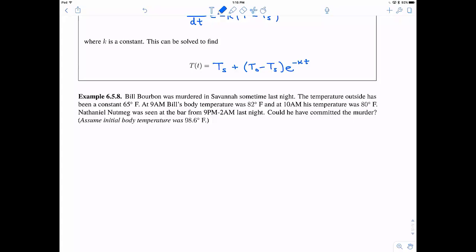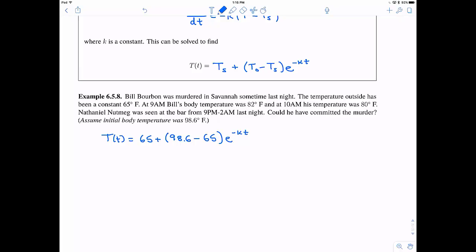Okay, so why don't we try to use our formula that we have up here and try to start plugging some of the things into the right spot. So temperature at time t is going to be equal to, now the surrounding temperature is constant at 65 degrees Fahrenheit, plus the initial temperature we're given, 98.6 degrees Fahrenheit, minus, again, the temperature of the surrounding, that's the outside temperature, 65, and then e to the negative kt.